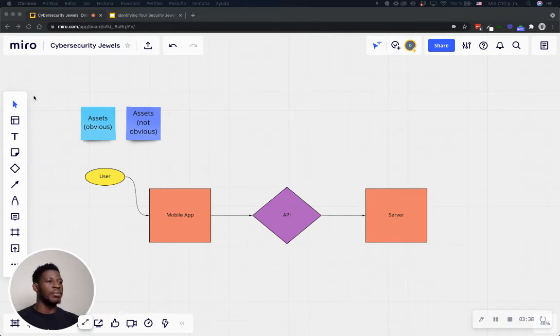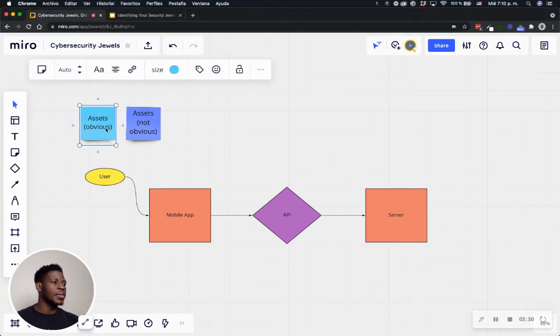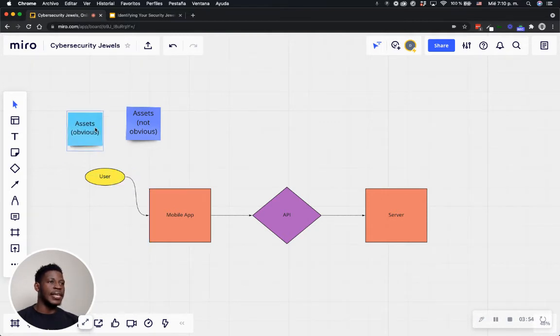So we can see we've got a mobile app here. We've got an API that is exposed by this server, and we are looking to identify what the obvious and non-obvious assets are. So let's start. One example that comes to mind for me is the local data file.